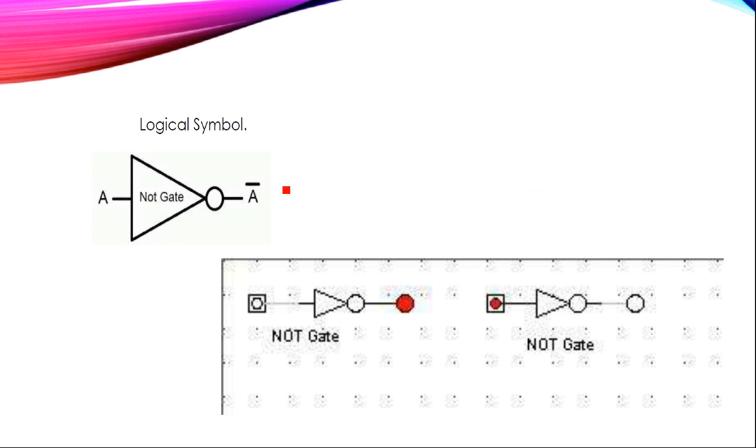So this is the logical symbol of an inverter. An inverter has only one input and one output. If the input is A, then the output is A bar. And these are the simulation results of an inverter. You can see here the red color indicates logic high. So when the input is 0, the output becomes high, and when the input is high, the output becomes low or 0.